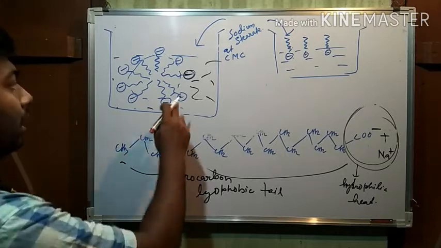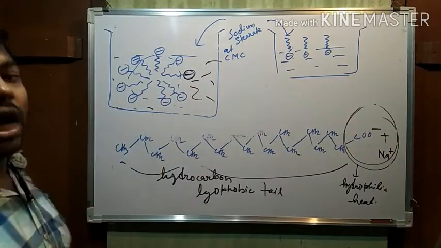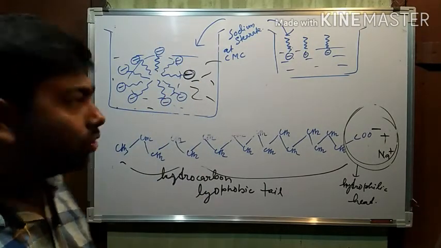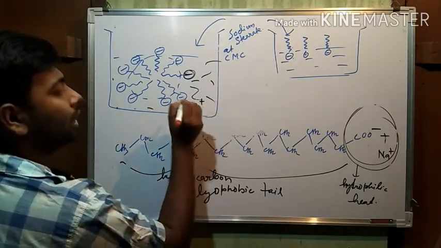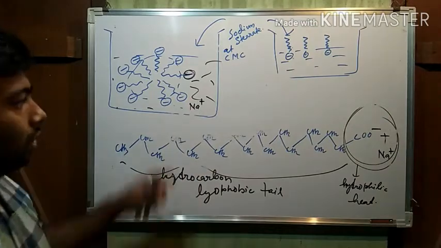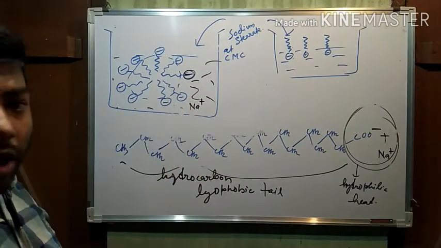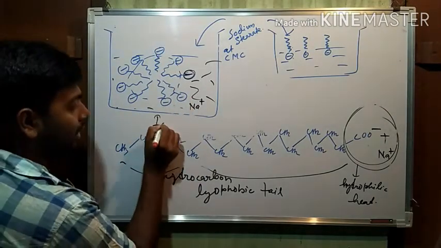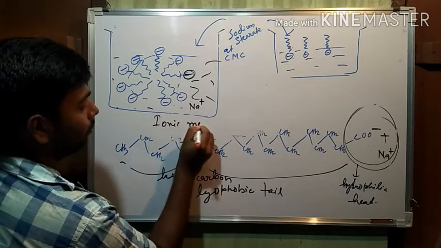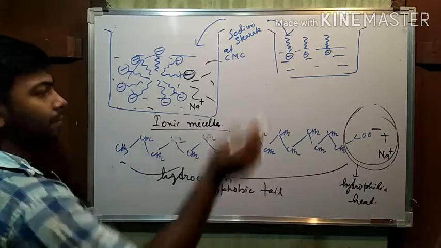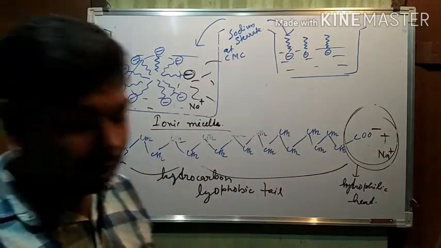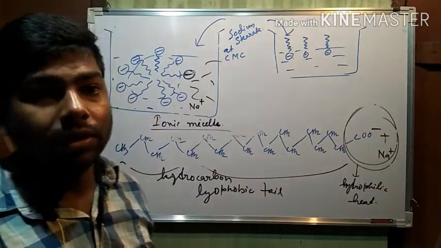Now see, it is all anion, or you can say ion. Simply you can say ion, because when we add sodium stearate, obviously lots of potassium positive ions are also there to neutralize this ion. That's why it is known as ionic micelle. Ionic micelle. And the process is known as the mechanism of ionic micelle.